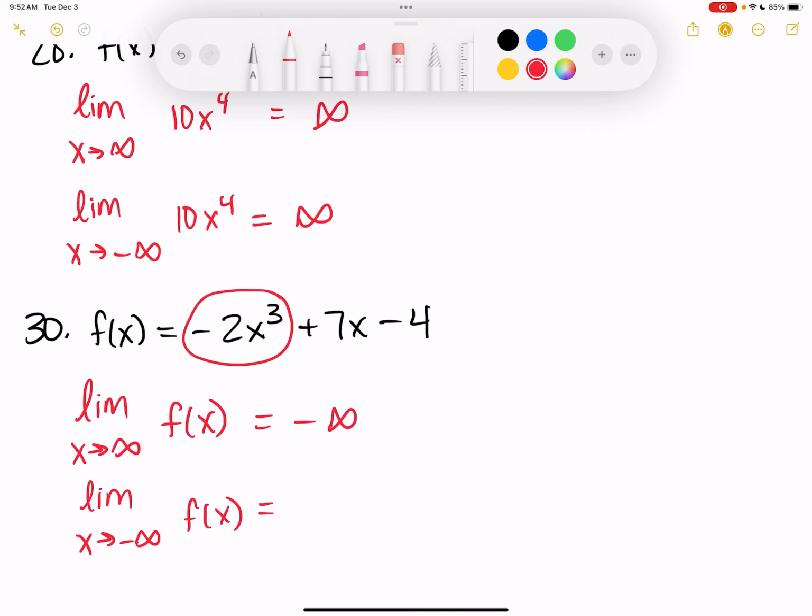All right, now if I plugged in something like negative 500, if I cube negative 500, all I care about is the sign. What's going to happen? A negative number cubed is negative. Times a negative 2 is positive. So this one would be positive infinity.